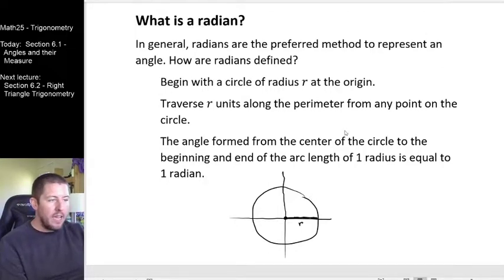We could do this from any point on the circle. I'm going to pick a convenient point, sort of our initial point on the circle where we start measuring our angles from. And if we do this amount of rotation up to here, what I'm trying to sweep out is an arc length of the circle that's exactly as long as 1 radius.